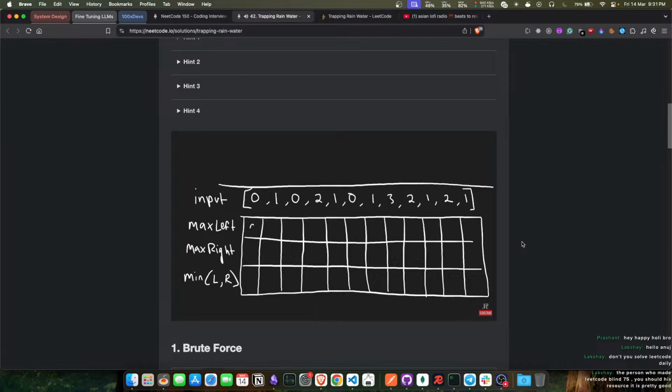Well, there aren't any heights on the left of it, so it's going to be 0. What's the max height of this? Well, the max height is 0, right? That's the only height that came before it. What's the max height on the left of this? Well, it's a 1, right? So we can do this in linear time, big O of n time. So I'm just going to do that, right? What's the max height on the left of this? 1, max height on the left of this.